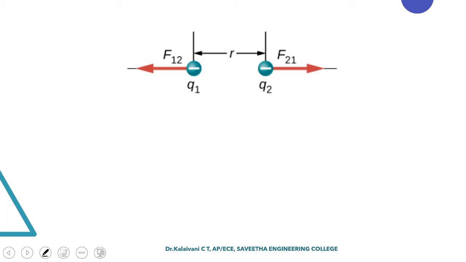Now, what is this R and how will be the force of attraction or repulsion? It is similar to a magnet: north and north will repel, south and south will repel, north and south will attract, south and north will attract. Same thing here. Plus and minus will attract, plus and plus will repel, minus and minus will repel. So here I have two minus charges, so it will repel, going away from each other.